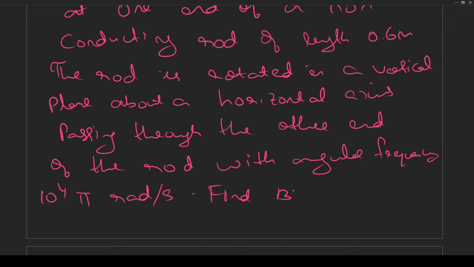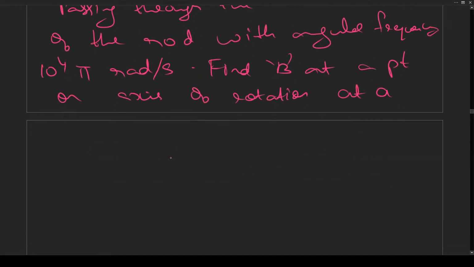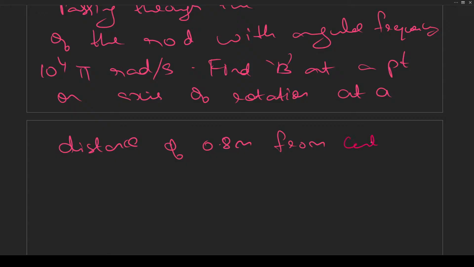Find B at a point on the axis of rotation at a distance of 0.8 meter from the center of the circular path.